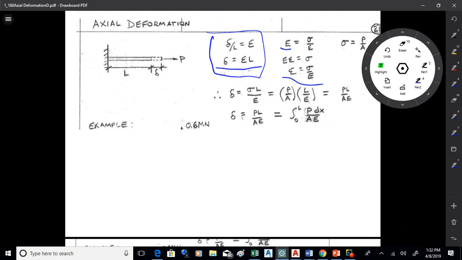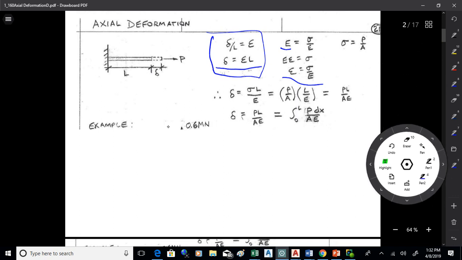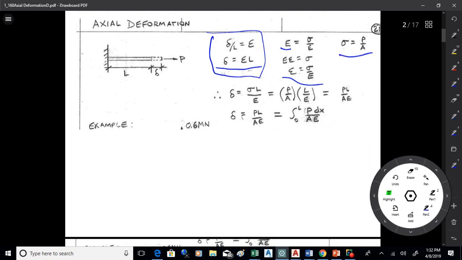And then we've also got the basic definition of stress, P over A, the load over the area. If we combine those three relationships, we get one formula that will tell us what delta is for a given load. Delta is epsilon times the length, but epsilon is sigma over E. So delta is sigma L over E, and sigma is P over A. So P over A times L over E is PL over AE, which is delta. That's the shortcut formula to get delta.